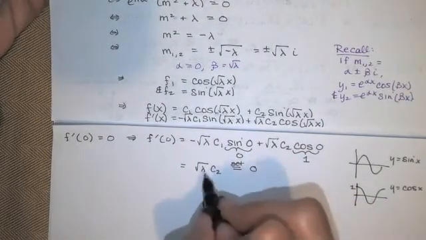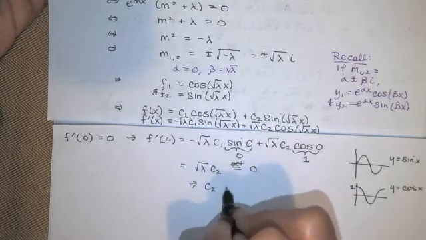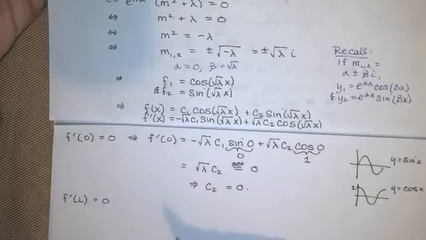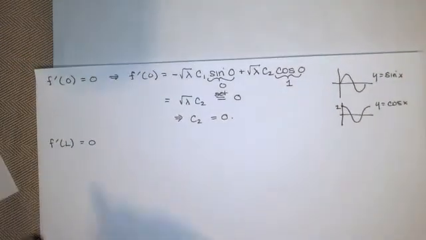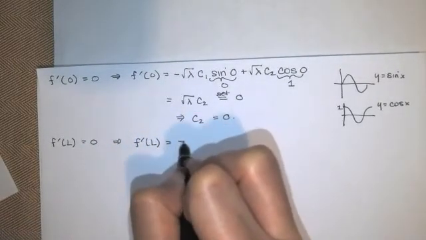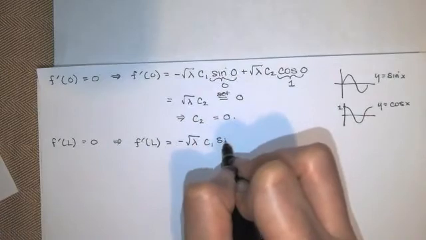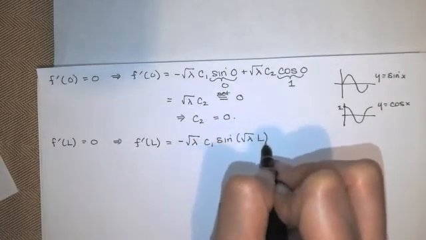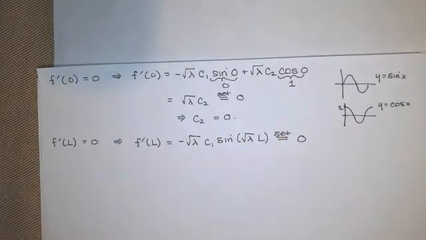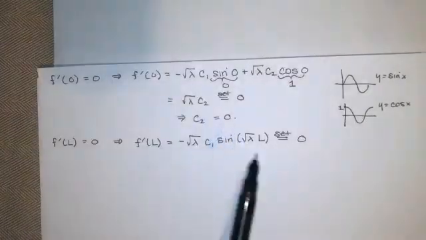Now, the only way that product is 0 is if this is 0 or this is 0, but lambda is positive. So that means the square root of lambda is positive. So that means that C2 must be 0. Okay. And then we've got our second boundary condition, that f prime of L is equal to 0. So we have negative square root of lambda times C1 times sine of square root of lambda times L. We're going to set that result equal to 0. Now if you're saying, what about the rest? Plus this, but remember C2 is already 0. So that guy is gone. So we just have that.